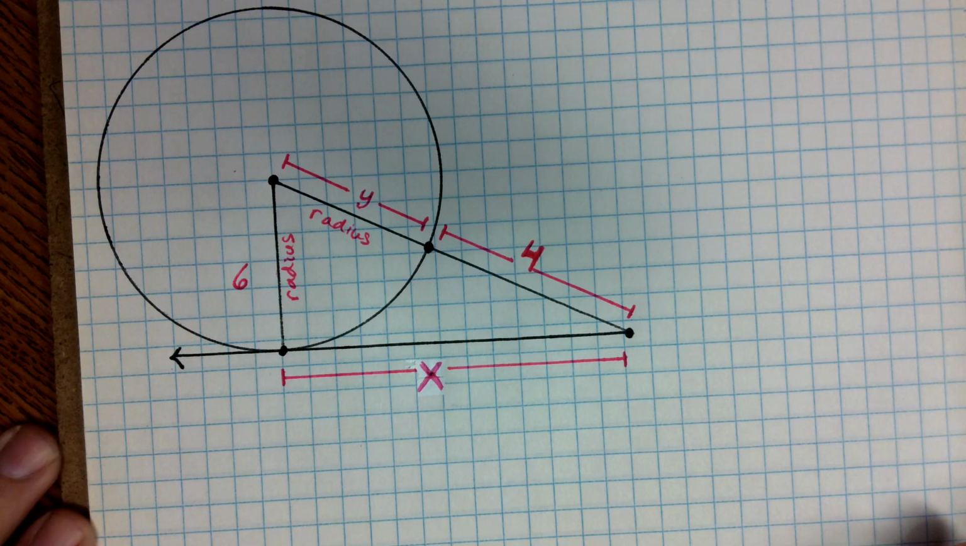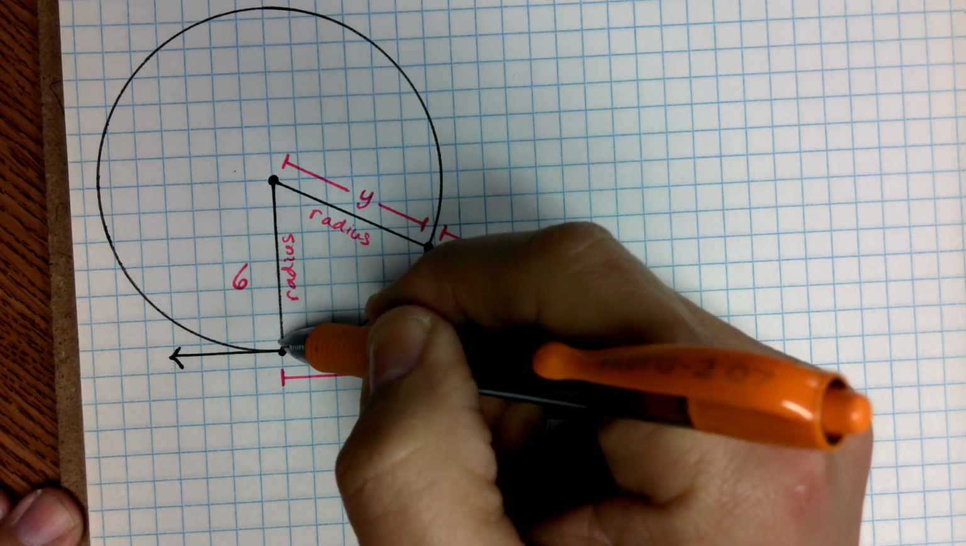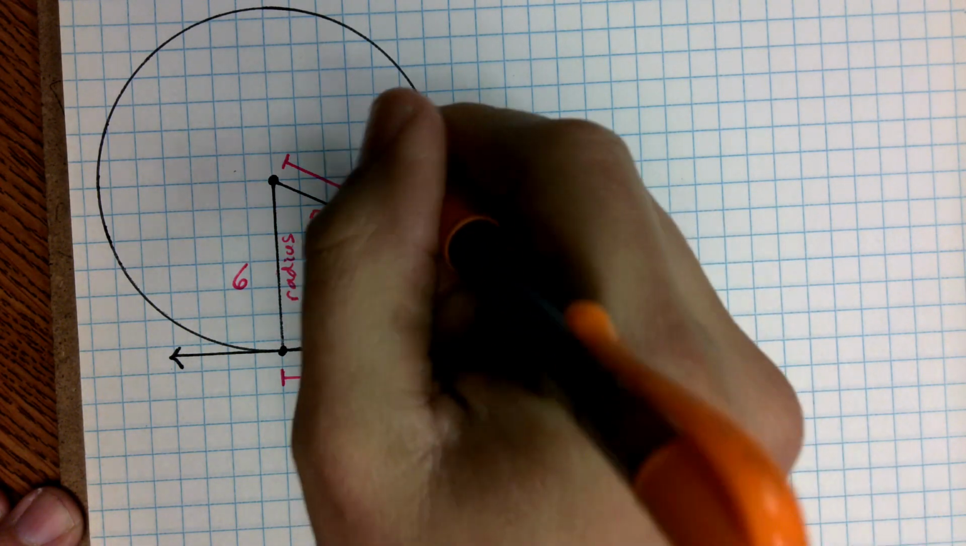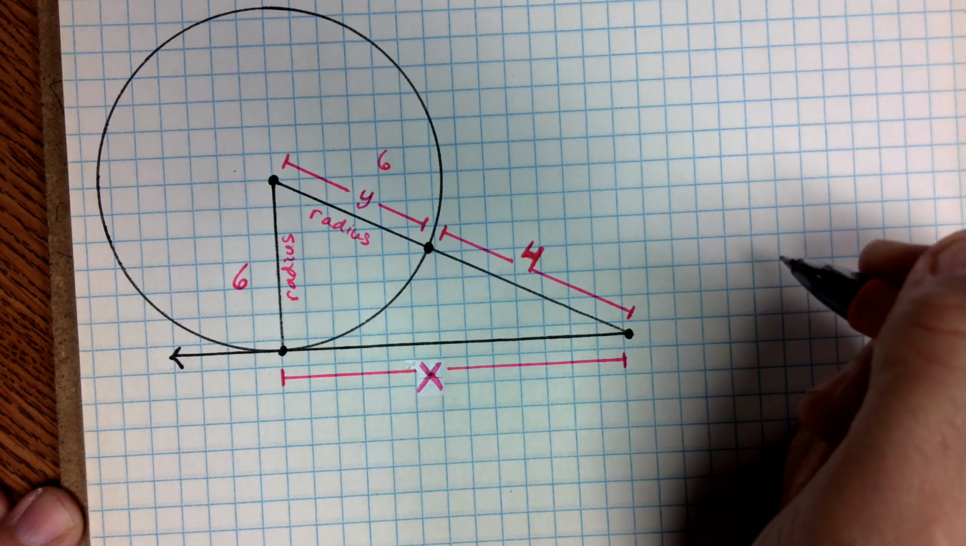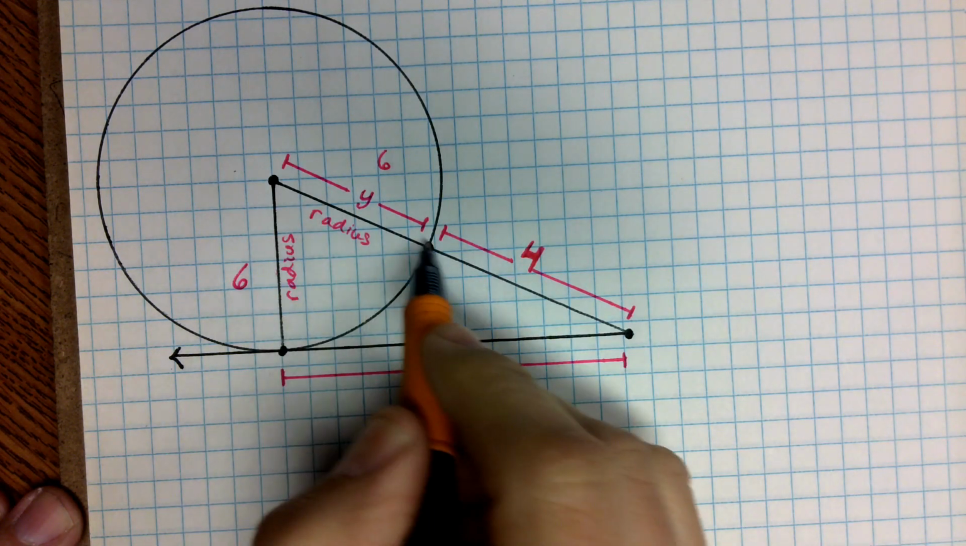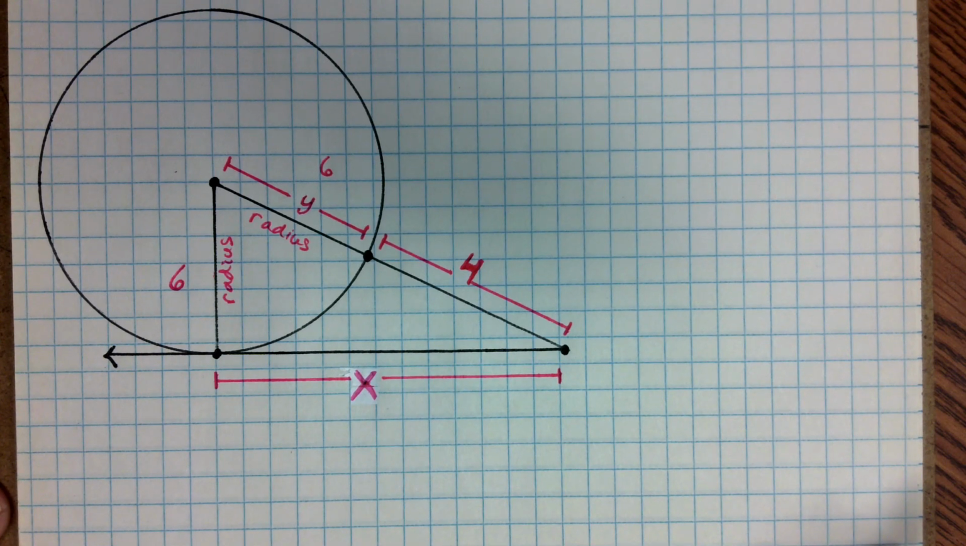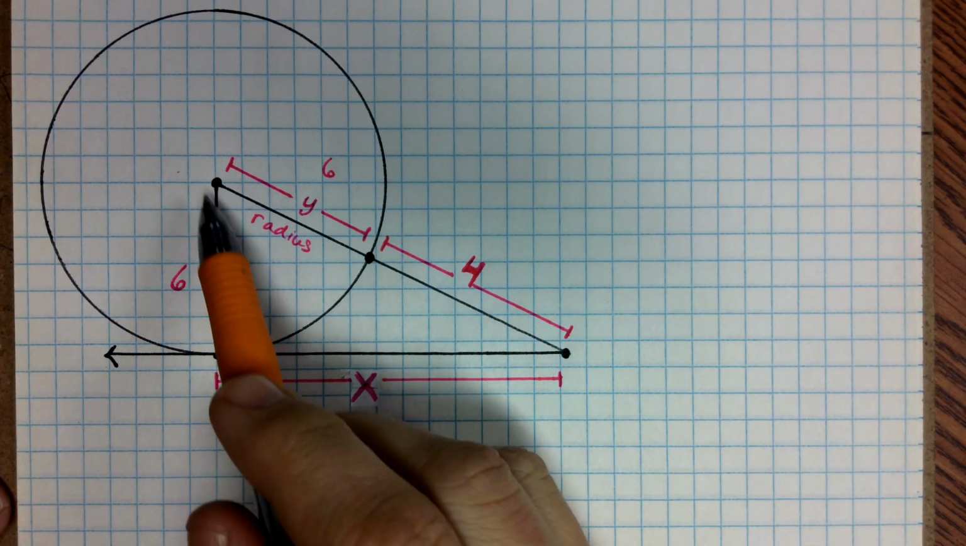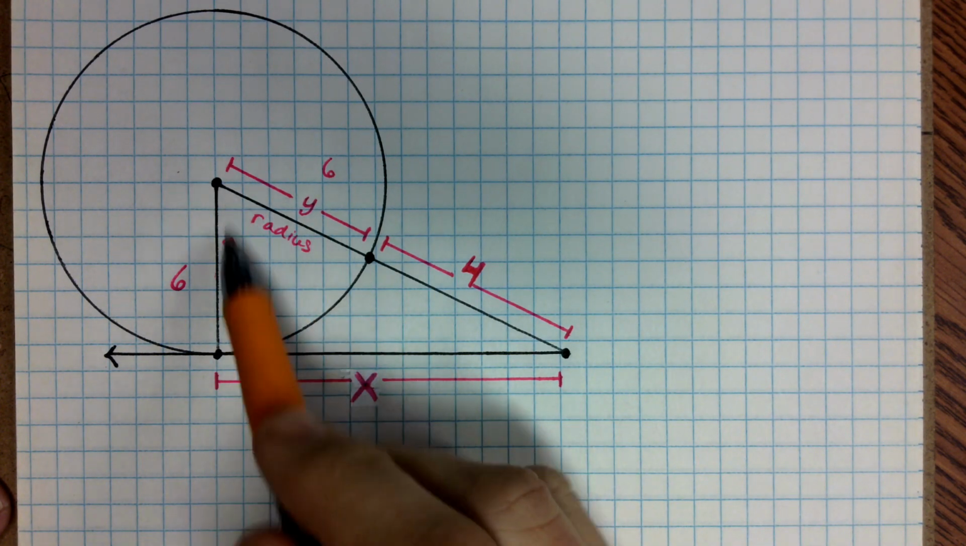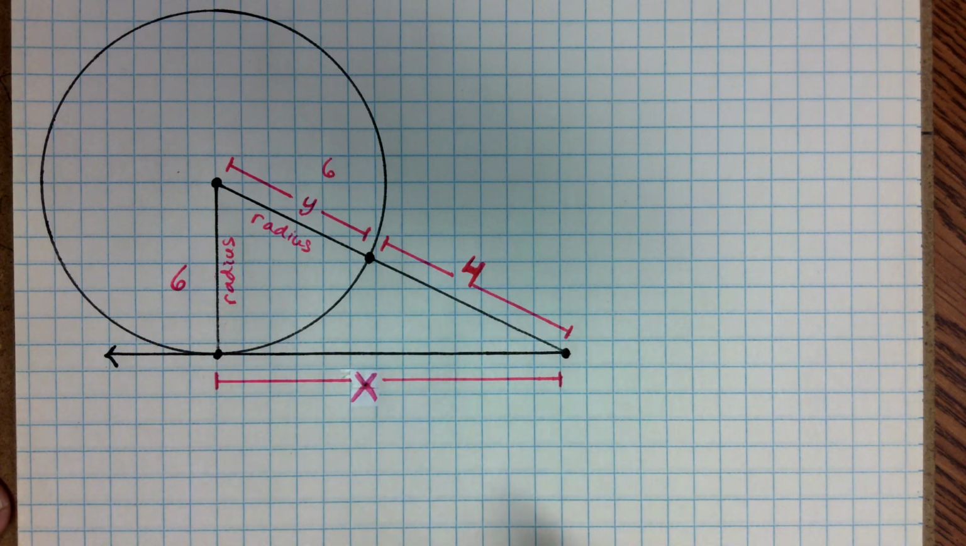The reason I'm mentioning that is if this radius is 6, then y must also be 6. So even though they put a variable here, or they didn't give you that measurement, you can find it just by looking at this and reasoning that both of these are radius, and so therefore they are going to be the same length.